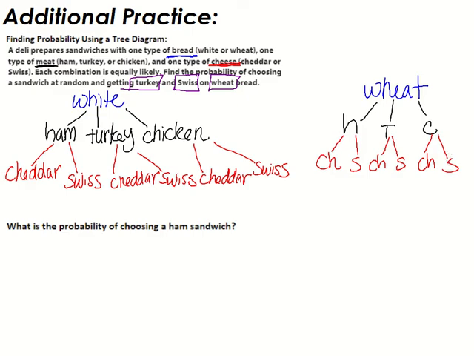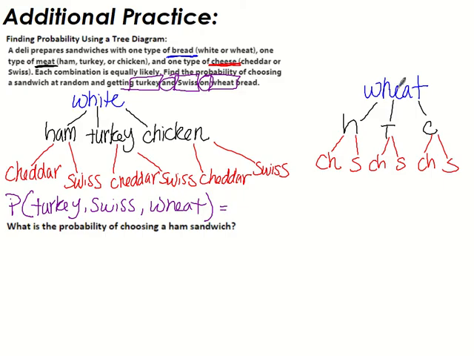Now, what we can do with this is find the probability. Let me do it in purple because that's how I started it. You know me and my color coding. Probability of turkey, Swiss, wheat. And it says and, so it's not one or the other. I need a Swiss wheat turkey sandwich.